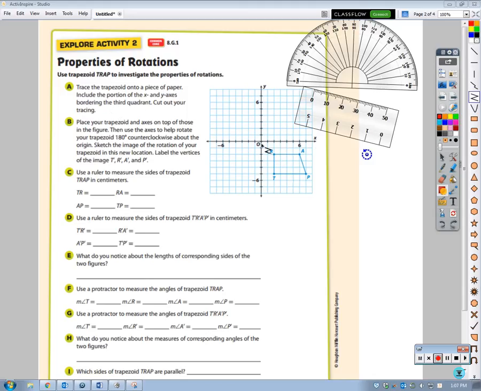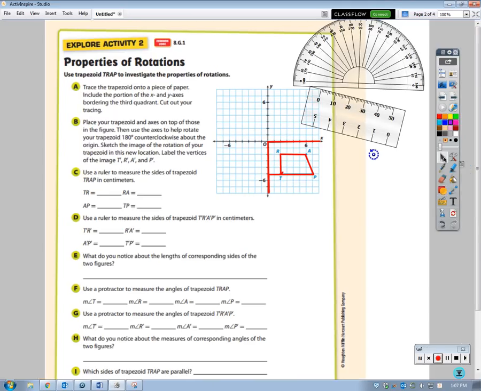All right, so since I'm not on a piece of paper here, I'm going to go ahead and trace using one of my little line tools. So I'm going to include the x and y axis on my third quadrant, and then I've got to connect my border there to my shape so I can make sure that I can move them all at once. I've traced my trapezoid. Okay, so now I'm ready to do something with that.